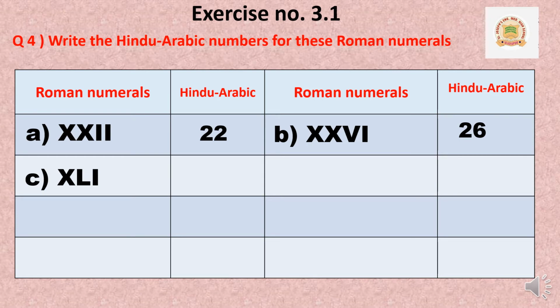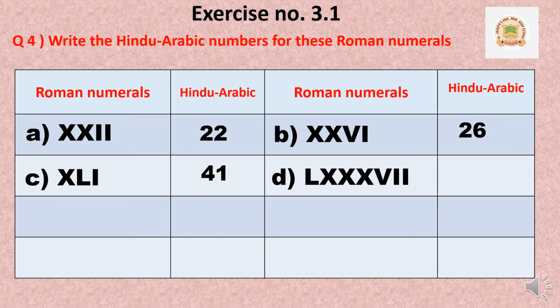Now C question. X, L, I. See here. Before the L, X is there. So what we have to do? We have to minus here. XL means 40. To that you have to add the 1. This will become 41.